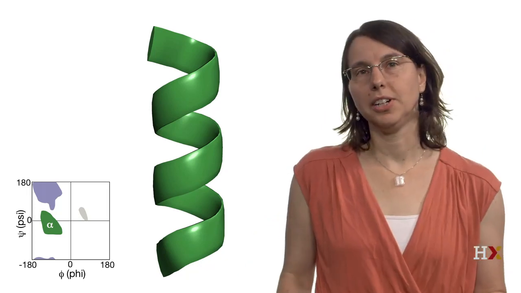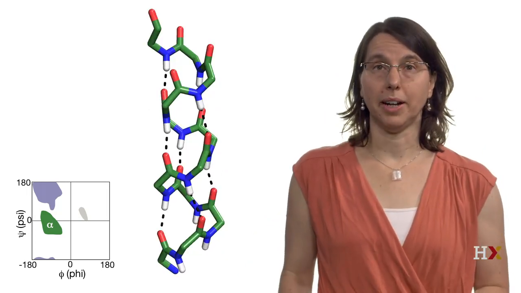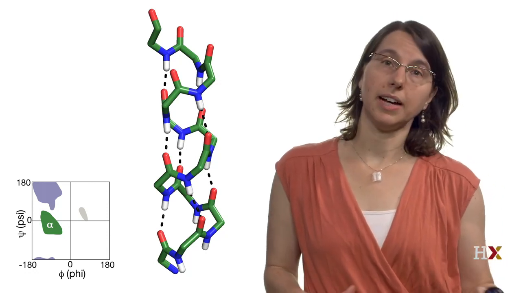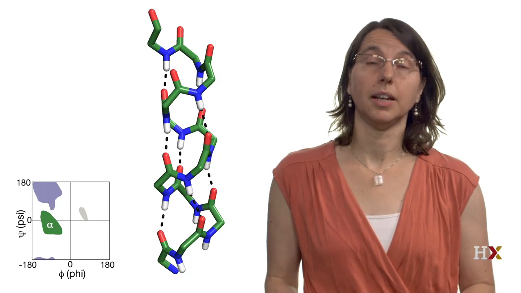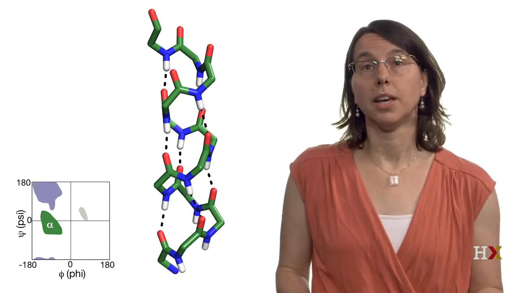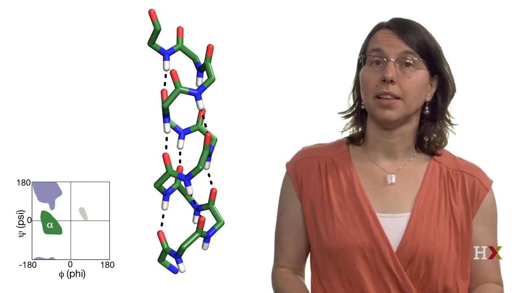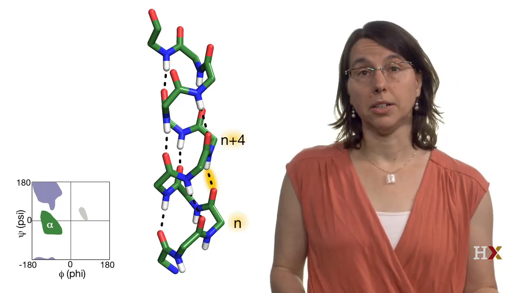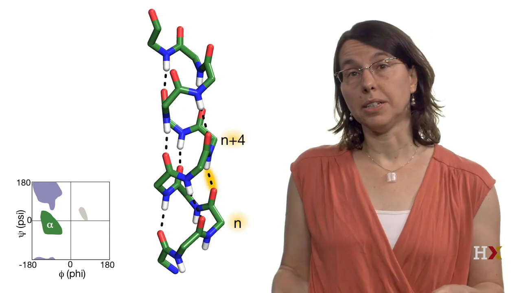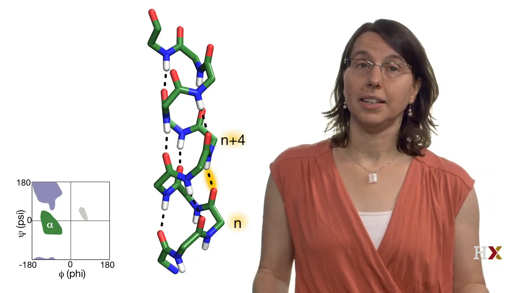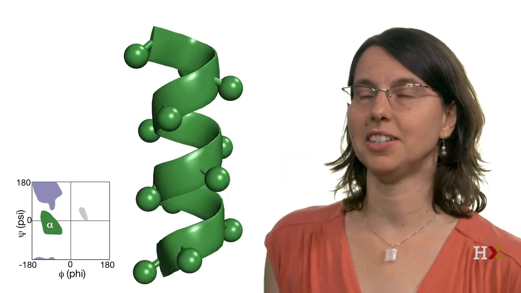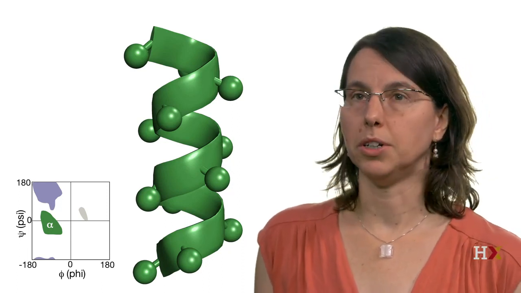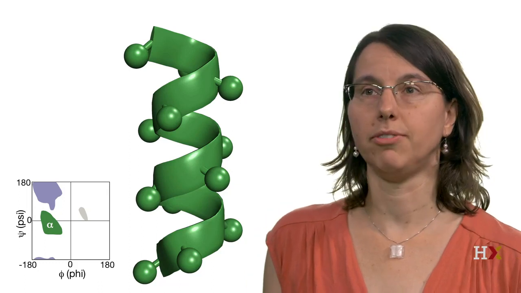Now let's look underneath this ribbon at the backbone atoms. You can see that the backbone atoms, when they're in this phi-psi region of the Ramachandran plot, can form hydrogen bonds with their polar groups, so that the carbonyl of the residue N will hydrogen bond to the amino of the residue N+4, as highlighted here in yellow. Side chains, which are illustrated here as spheres, will then point outwards and slightly downwards on an alpha helix towards its N-terminus.